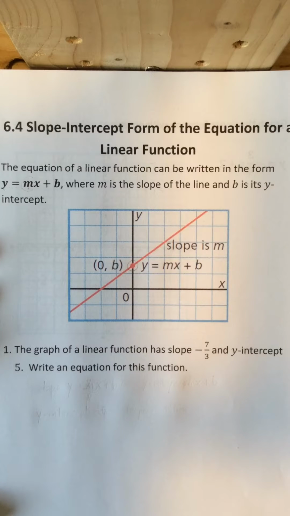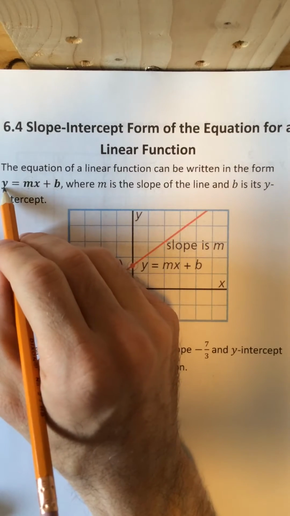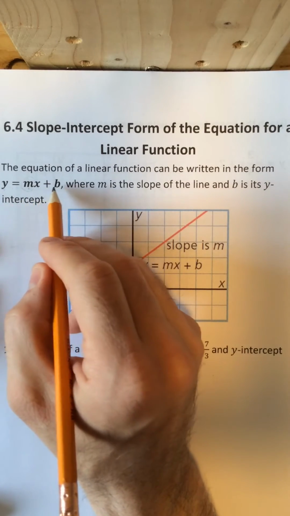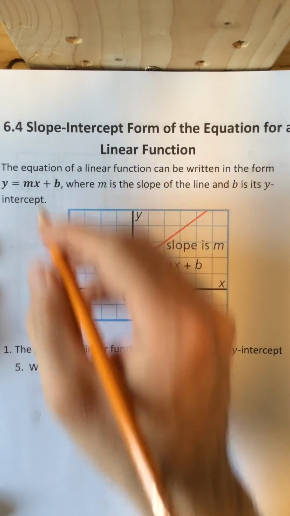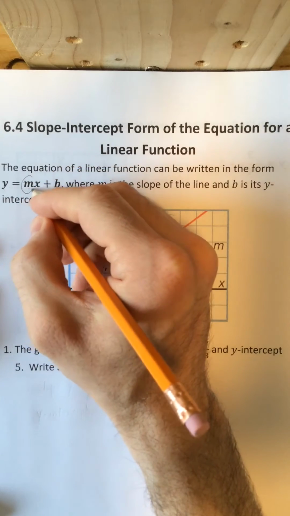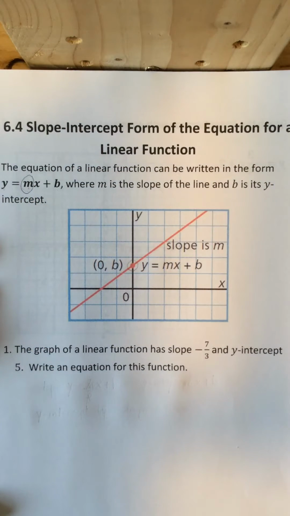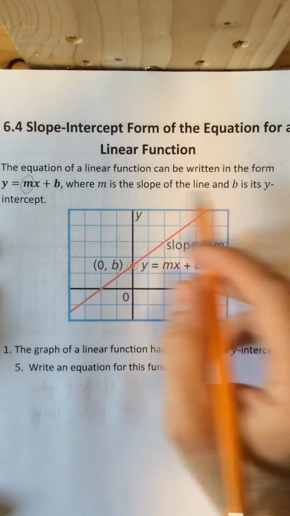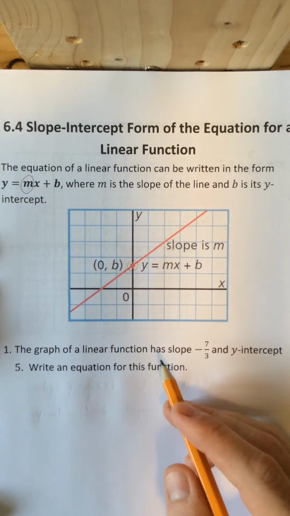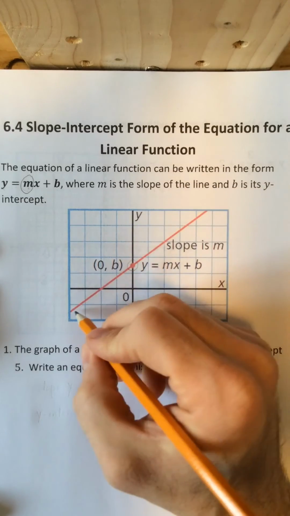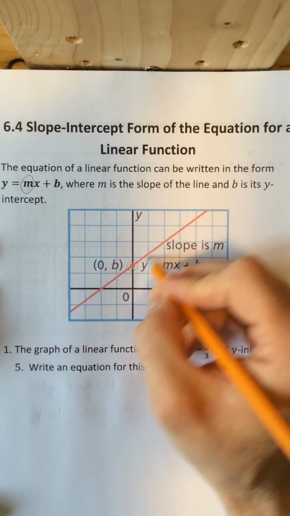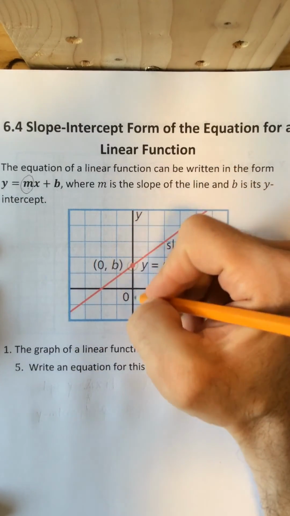This week, we're going to look at the equation of a linear function written in slope-intercept form. So what this equation looks like is this. It's y equals mx plus b. In this equation, m represents the slope of the graph, which is the steepness of the line. And b represents the y-intercept, which is where this line, or the linear function, crosses the y-axis.